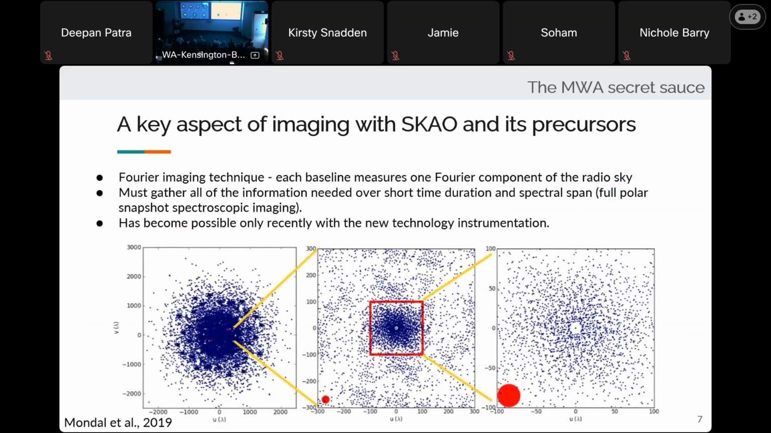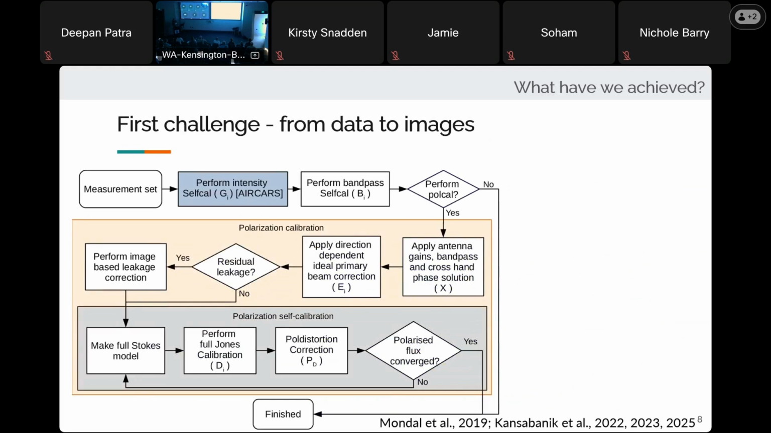And what makes it possible, right? I don't really have to say anything to you about this. What is really making it possible for the MWA is this fantastic dense UV coverage. We have a small footprint, lots of tiles that allows you to capture the information very quickly, monochromatically in a snapshot. And that is the secret for our imaging quality. That is what we have been building on.